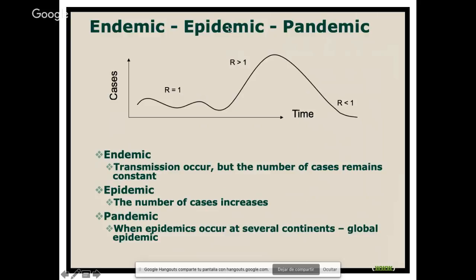We have the endemic, epidemic, and pandemic terms that we also talked about in the previous class. Endemic is when the transmission occurs, but the number of cases remains constant. So we have some cases, always the same number. Epidemic is when the number of cases increases, so the number of sick people increases. And pandemic is when the epidemic occurs in several continents. It's a global epidemic.